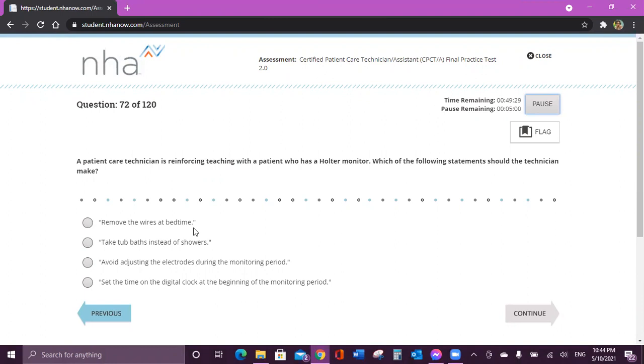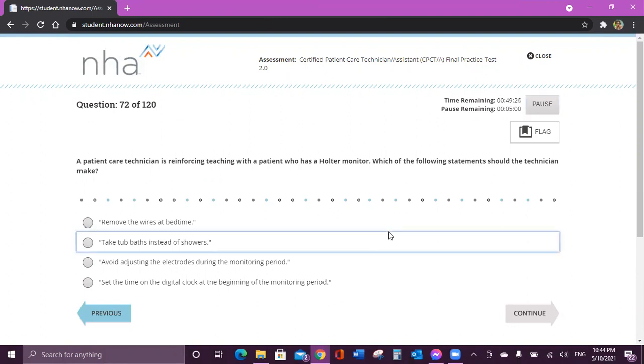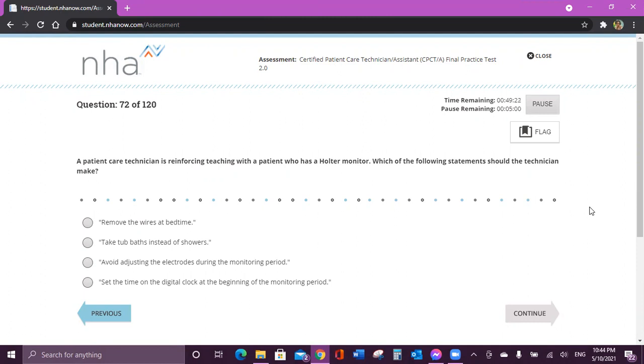Patient care technician is performing an infection control technique with a patient.